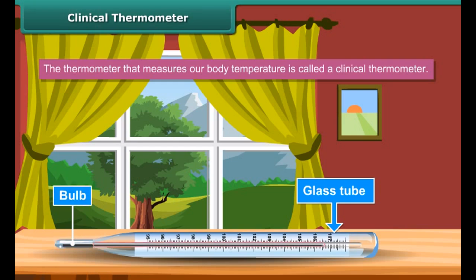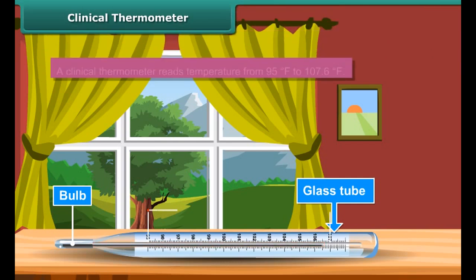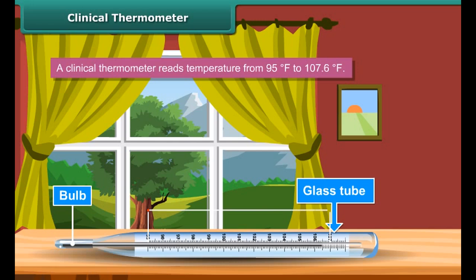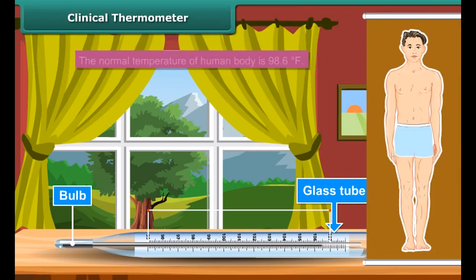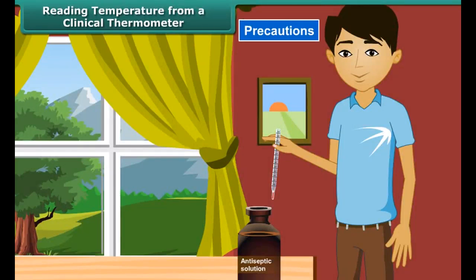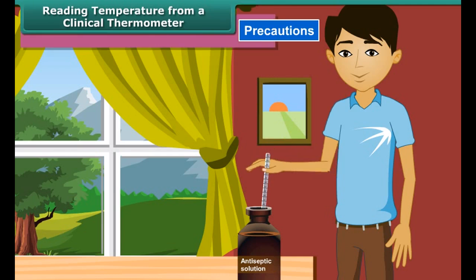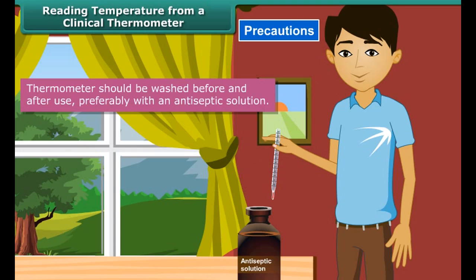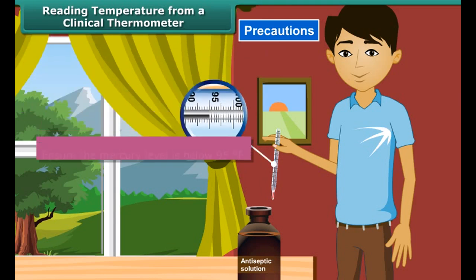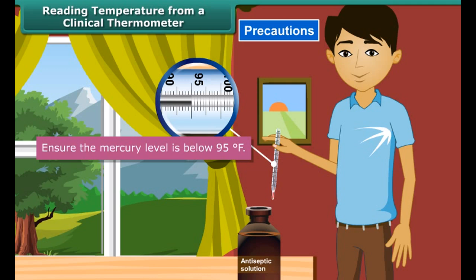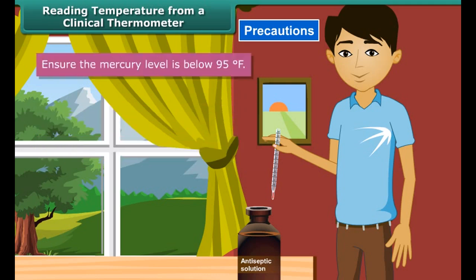A clinical thermometer consists of a long, narrow, uniform glass tube. It has a bulb at one end filled with mercury. Outside the bulb, a small shining thread of mercury can be seen. A clinical thermometer reads temperature from 95 degree Fahrenheit to 107.6 degree Fahrenheit. The normal temperature of human body is 98.6 degree Fahrenheit. The clinical thermometer is also known as a doctor's thermometer.